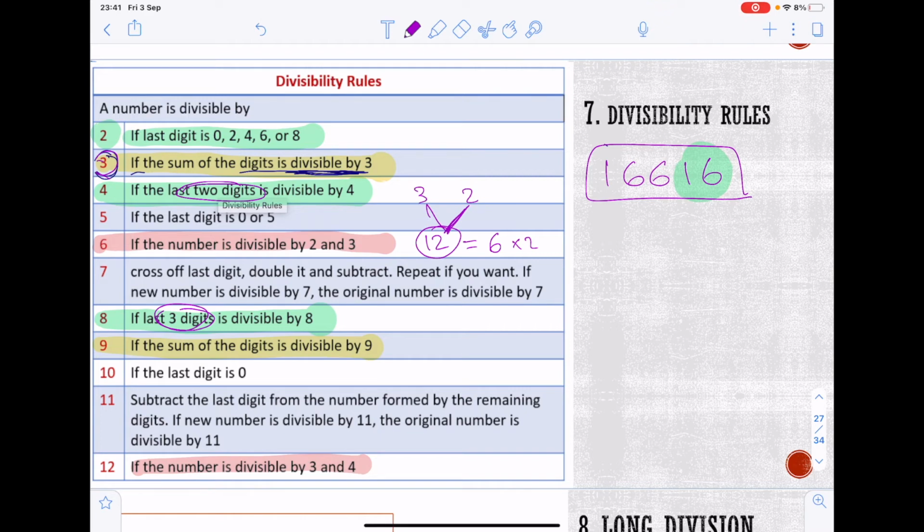Also, for example, 24, and we know that 24 is divisible by 12 because it is 2 times 12. It should be divisible by two numbers, 3 and 4. And yes, 24 is divisible by 3 and divisible by 4 at the same time. Okay, so now what is left?